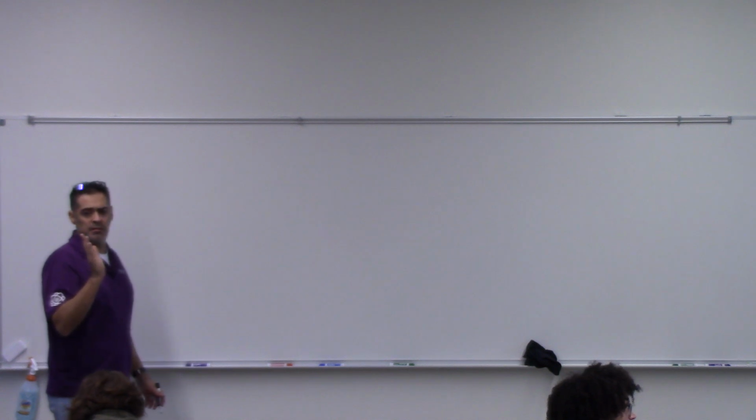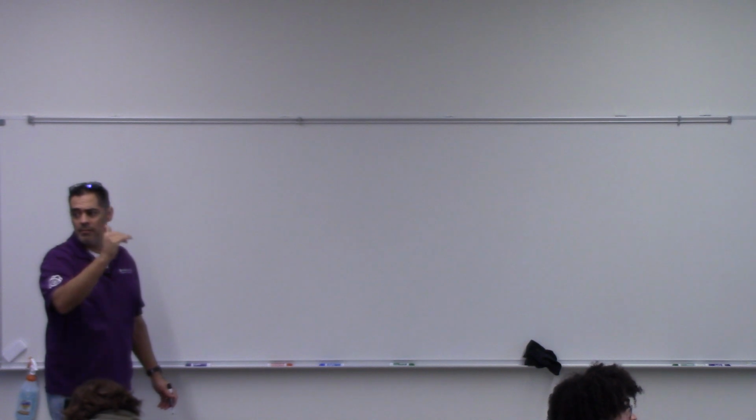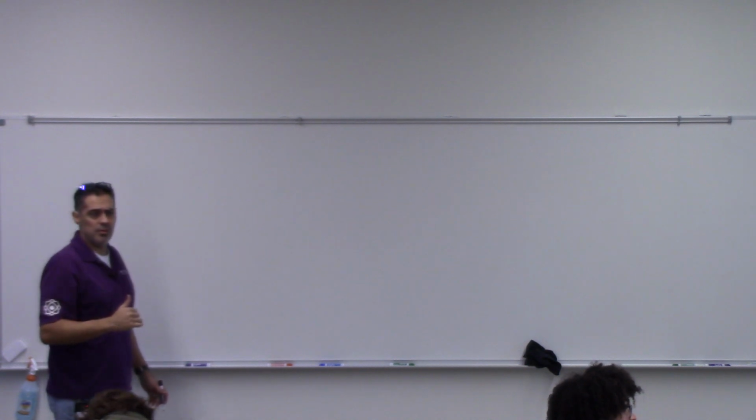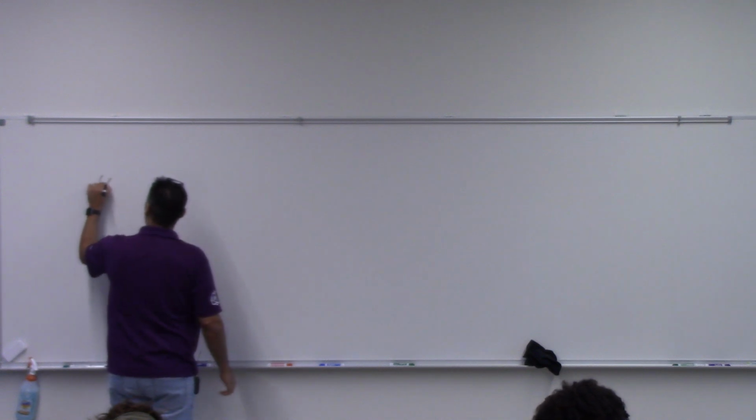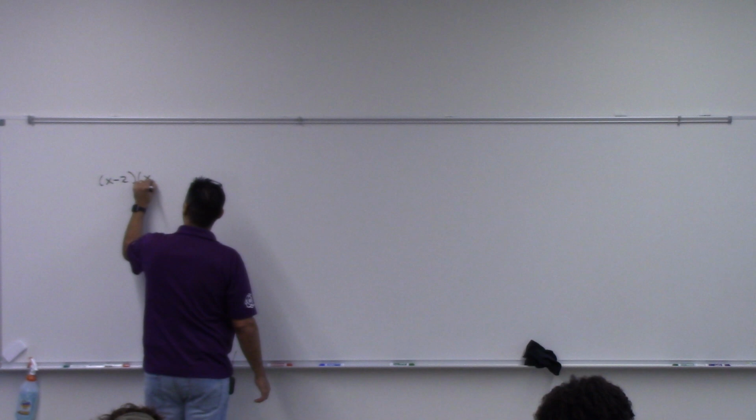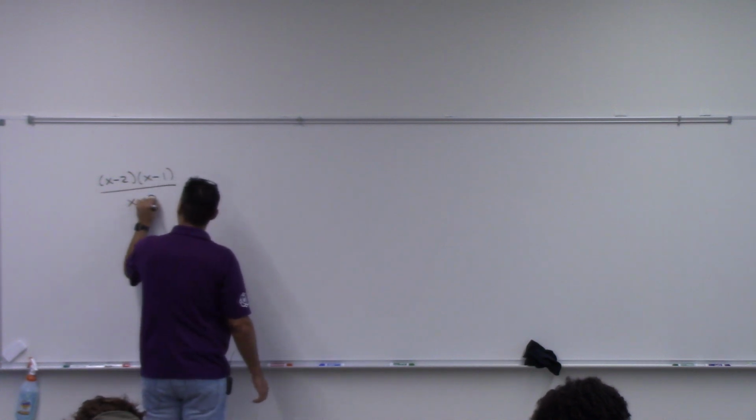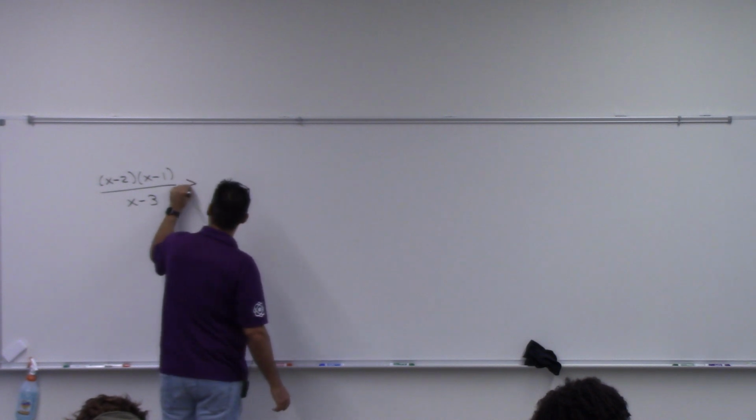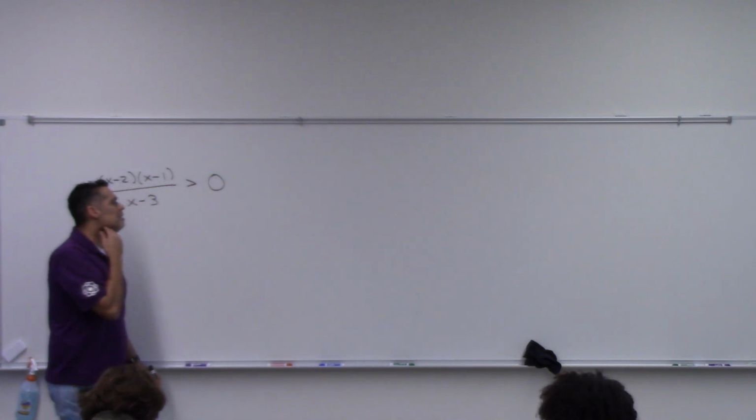Factored, right? Everything is factored. For number 25, you would have to factor the top and bottom before you start. So for 24, I'll do 24. We're trying to find out where (x - 2)(x - 1) over (x - 3) is bigger than 0. Let's just do what they're doing.